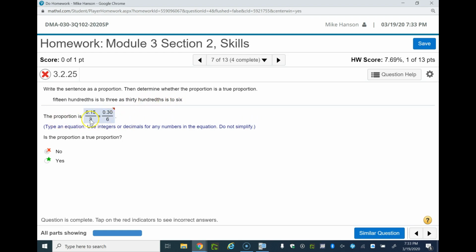So once we set up the proportion, check your answer, and then we're going to multiply again, 6 times 0.15, and then 3 times 0.30, and if they are equal to each other in your calculator, then we write yes. If they're not, you put no.